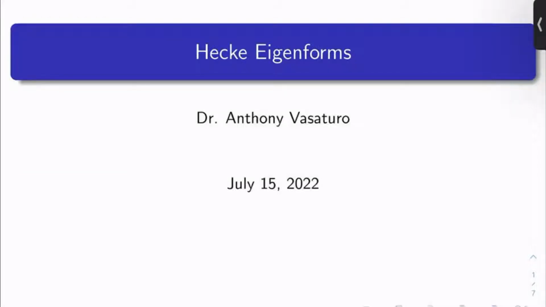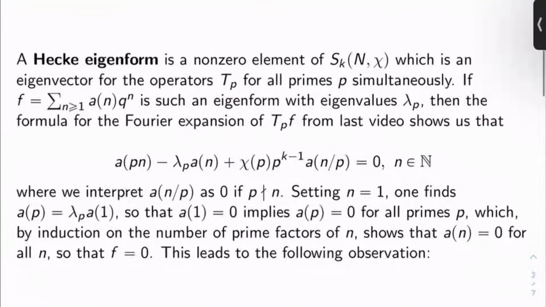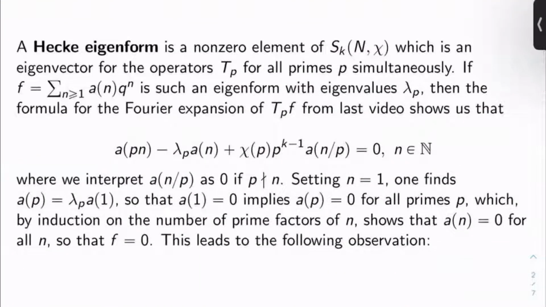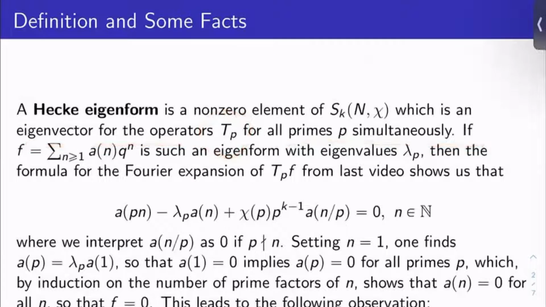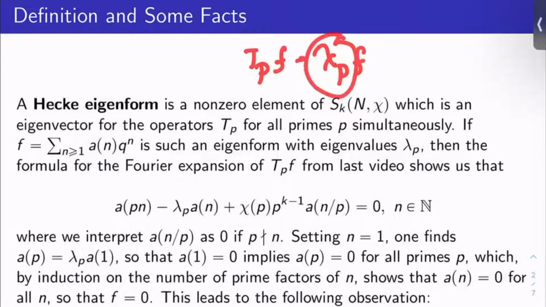We're getting back at it with Hecke eigenforms today. So let's go over the definition and some facts. A Hecke eigenform is a non-zero element of S_k(n, chi) for some Dirichlet character chi mod n, which is an eigenvector for the operators T_p for all primes p simultaneously. So we're looking at a non-zero element f such that T_p f is lambda_p f for some constants lambda_p, which will be called the eigenvalues associated with f, and f itself will be an eigenvector.